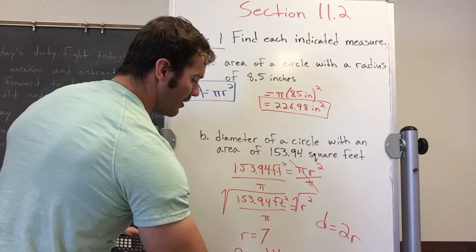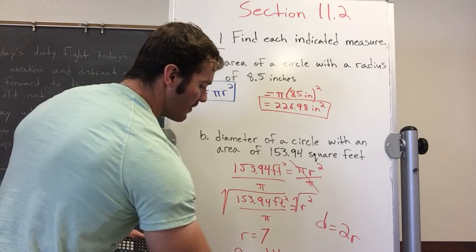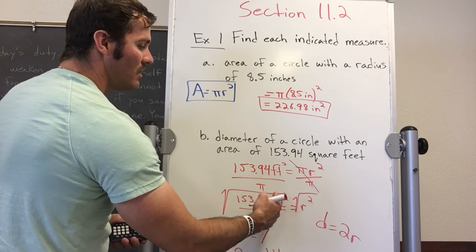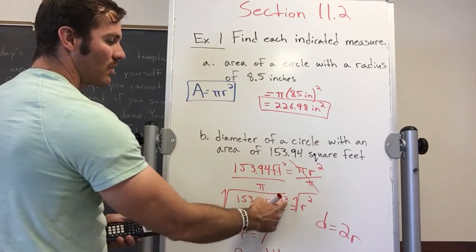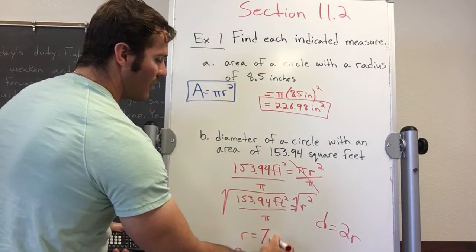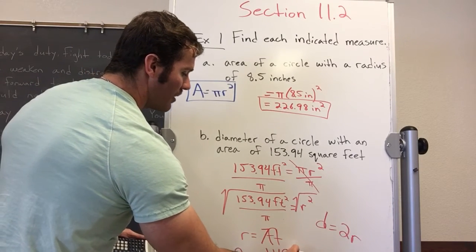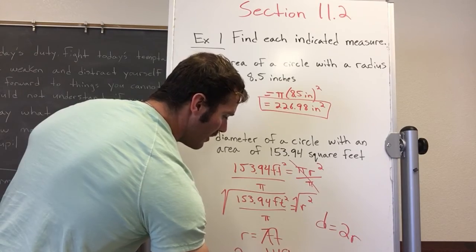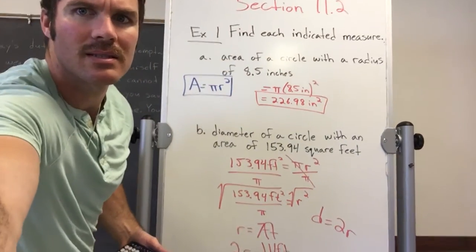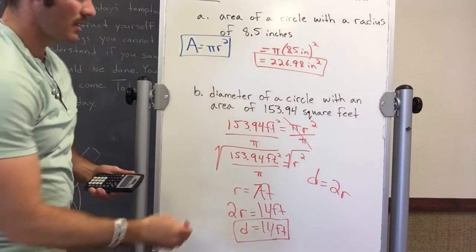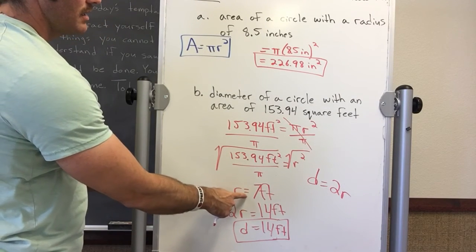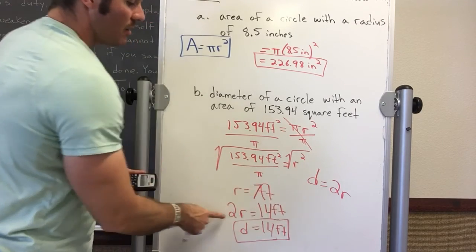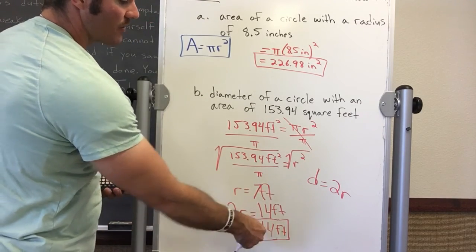So my diameter is 14 feet. Don't forget feet, because feet squared, when you do the square root of feet cubed or squared, they just cancel out, so you're left with feet. I almost forgot, I almost lost a point. Okay, you can see all the way down there. Okay, so my radius is 7 feet. 2r is my diameter, so I get 14 feet, so the diameter is 14 feet.